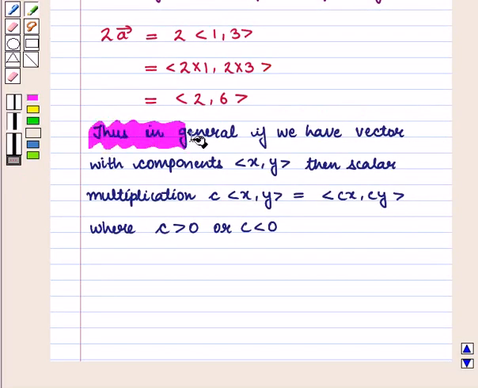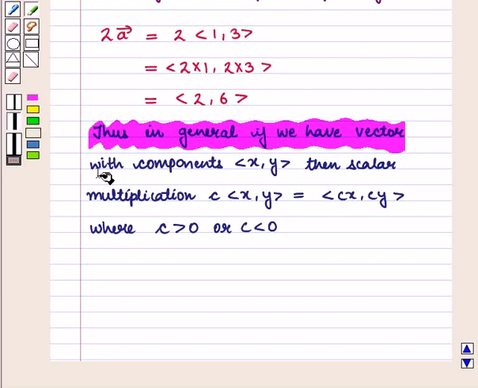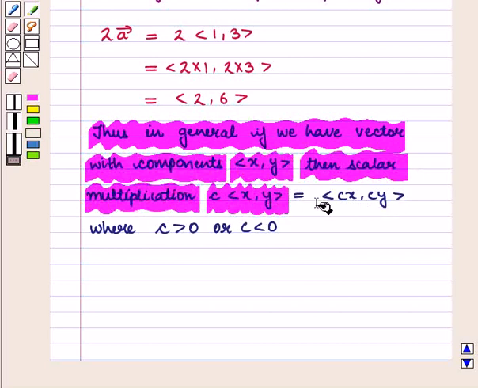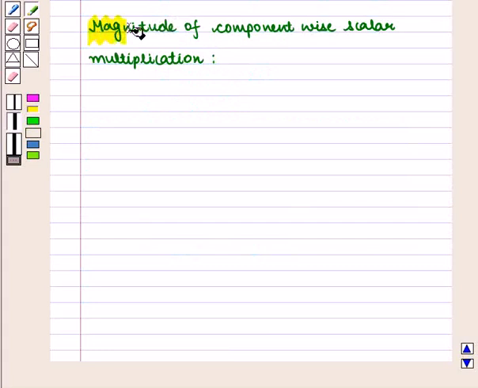Thus, in general, if we have a vector with components x, y, then scalar multiplication C into the ordered pair x, y will be equal to the ordered pair Cx, Cy, where C is greater than 0 or less than 0. Now we are going to discuss the magnitude of component-wise scalar multiplication.